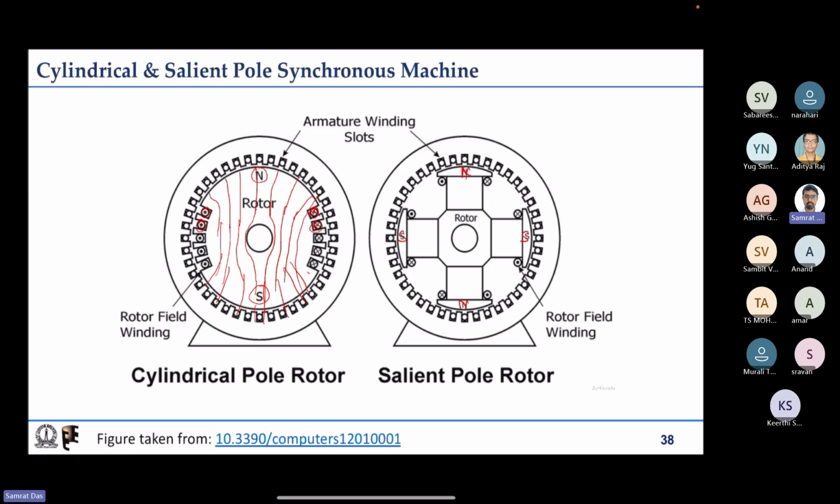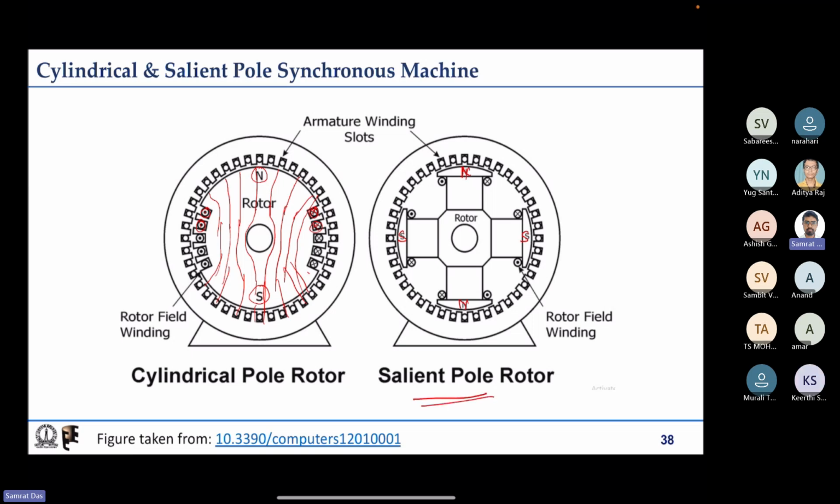Even for salient pole, what I showed earlier is a two pole salient pole rotor. This is a four pole salient pole rotor. The cylindrical pole rotor I showed here is a two pole cylindrical pole rotor, and similarly it is possible to have four pole cylindrical pole rotors also. In a cylindrical pole rotor, whether under the pole or in the interpolar region, the air gap is the same everywhere.